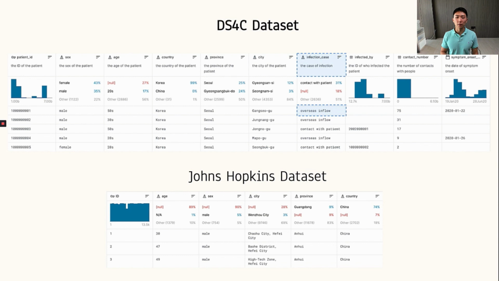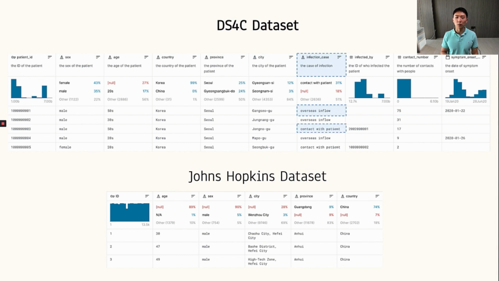The infection route of the first row patient is overseas inflow. Overseas inflow is when a patient got infected outside of Korea and traveled into Korea. The infection case column tells us how each patient contracted the disease, and overseas inflow is just one method amongst many. Let's take a look at one more example.